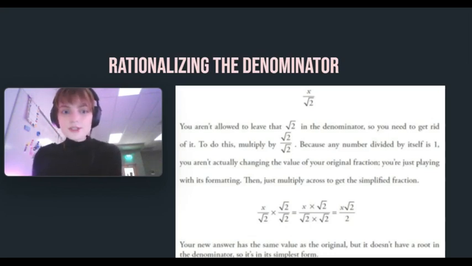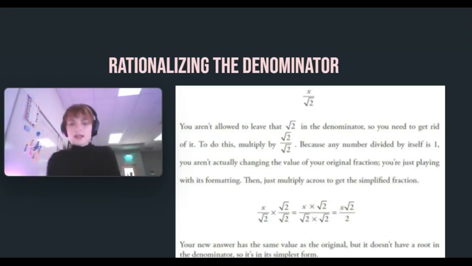In order to do this, you can multiply by root 2 over root 2 because any number divided by itself is 1. You aren't actually changing the value of your original fraction, you're just playing with its formatting. Then, just multiply across to get the simplified form, fraction.